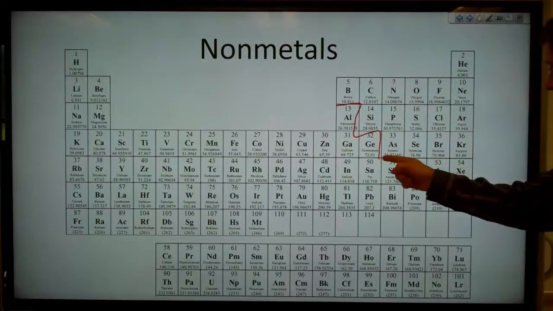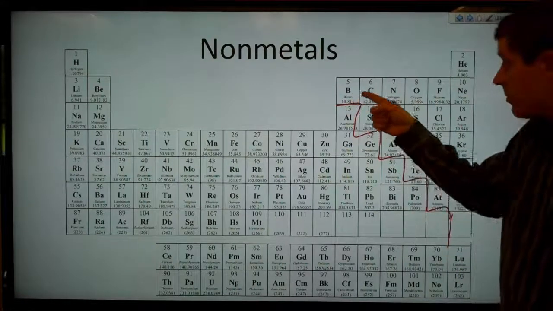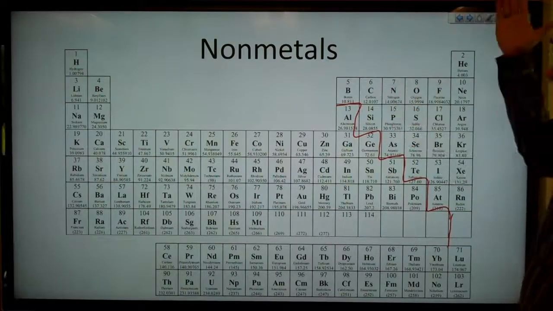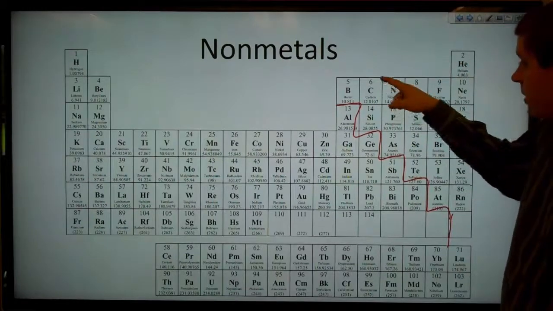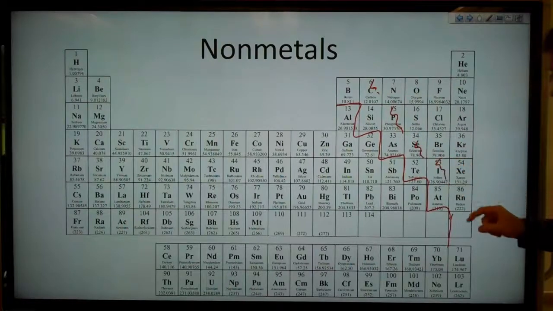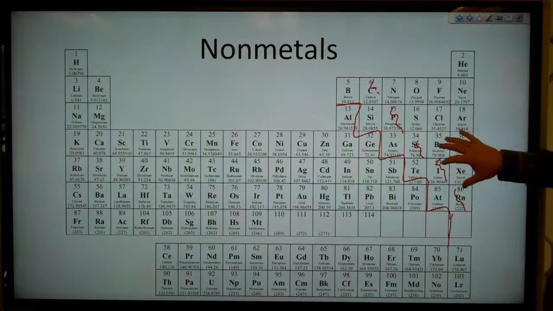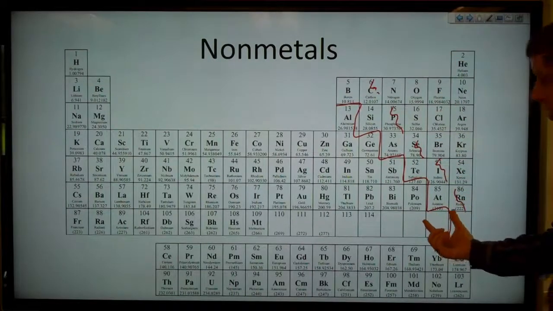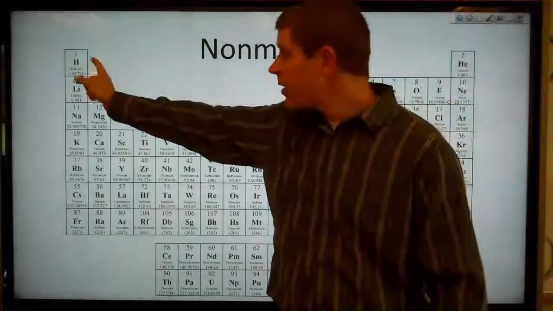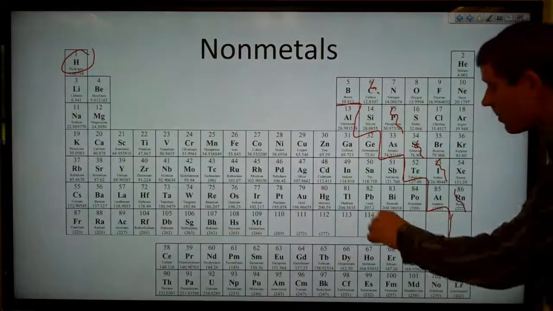Then we have the nonmetals. Again, I'll draw in my staircase there. Remember the staircase starts between boron and aluminum and goes right and down. So the nonmetals are all on the upper right-hand side of that staircase. So carbon, phosphorus, selenium, and iodine, radon, and up. So all of the noble gases, the halogens with the exception of astatine and so on, those are all nonmetals, plus hydrogen over here, that's also a nonmetal. So there aren't nearly as many nonmetals as there are metals.